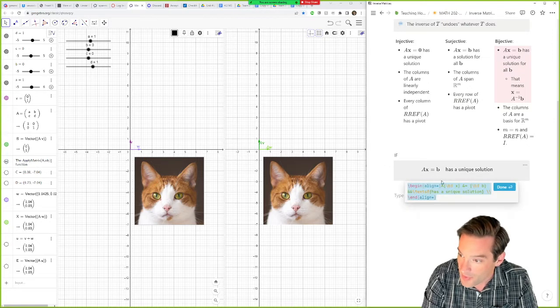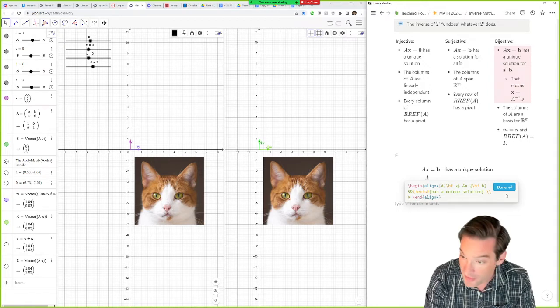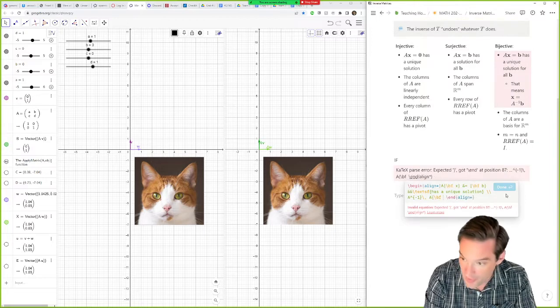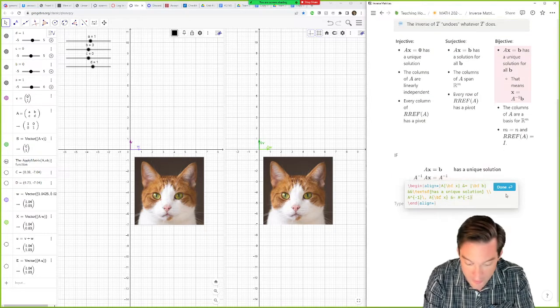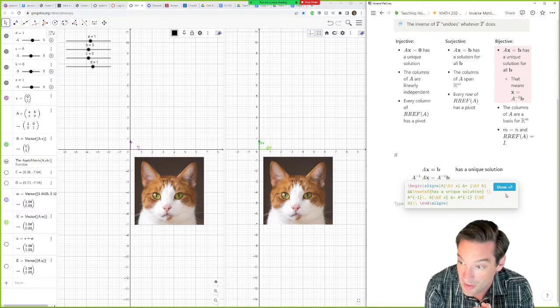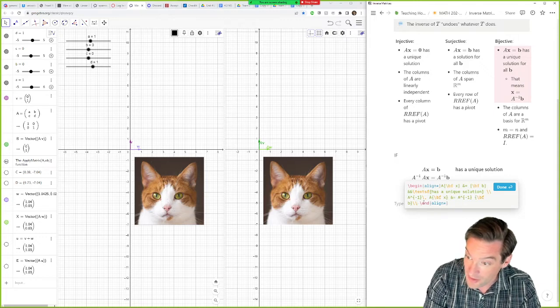So if Ax equals b has a unique solution, then what we'd like to be able to do is just take both sides of this equation and multiply by a new matrix that we're going to call A inverse. So A inverse times Ax is going to equal A inverse times b. I'm just multiplying on the left of both sides of my equation by this matrix, this fictive matrix that we're going to learn how to calculate today, called A inverse.